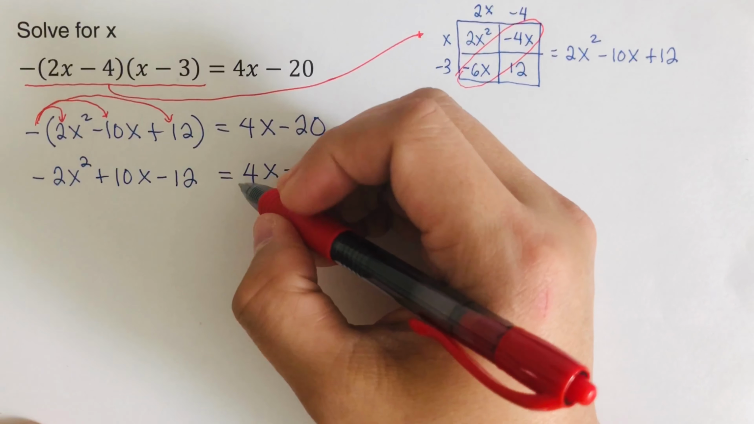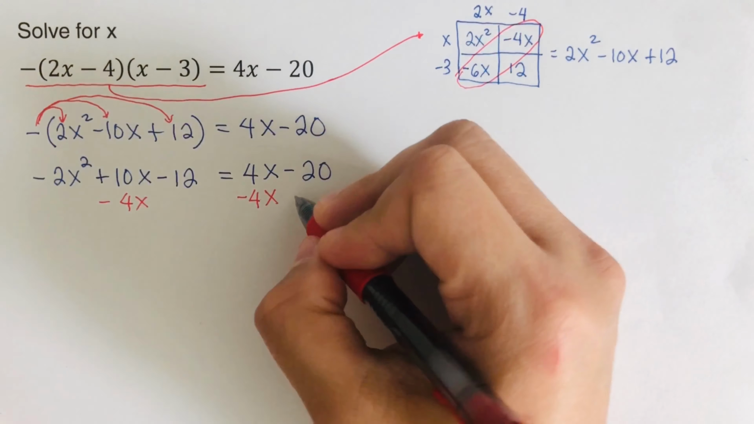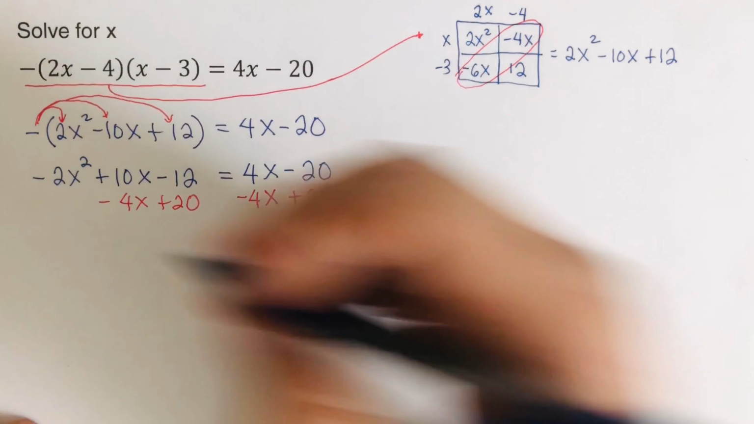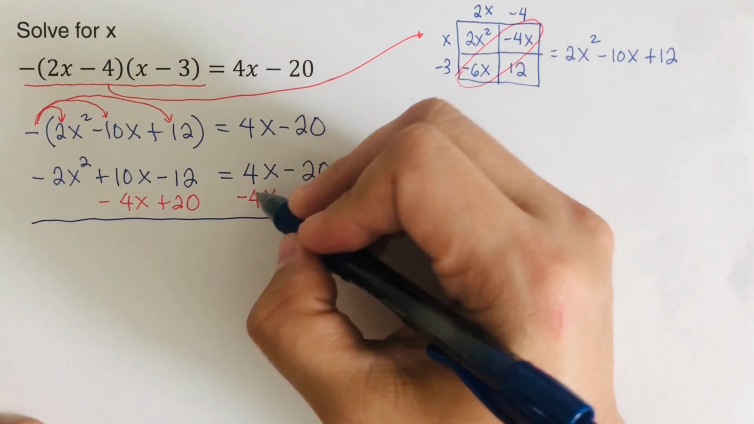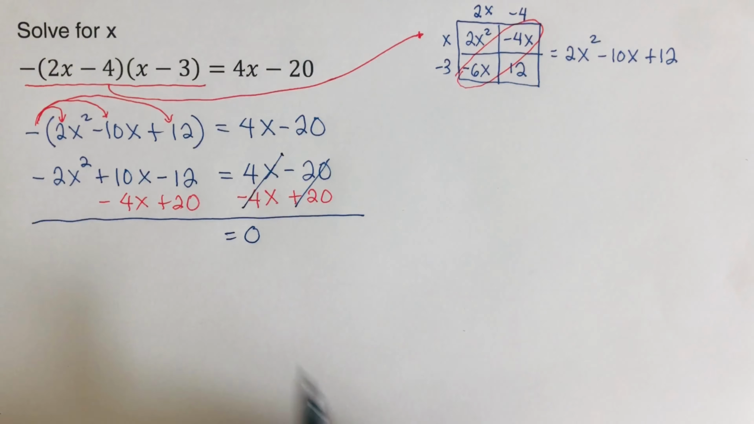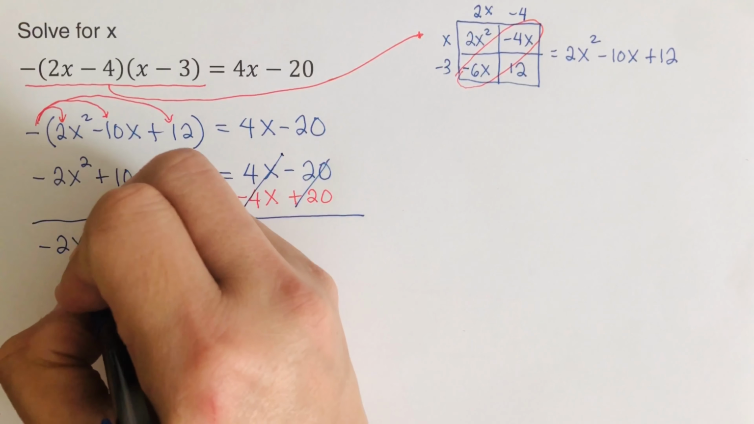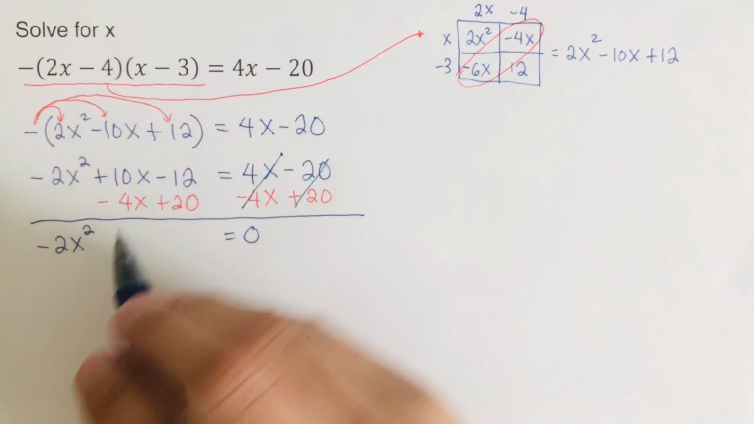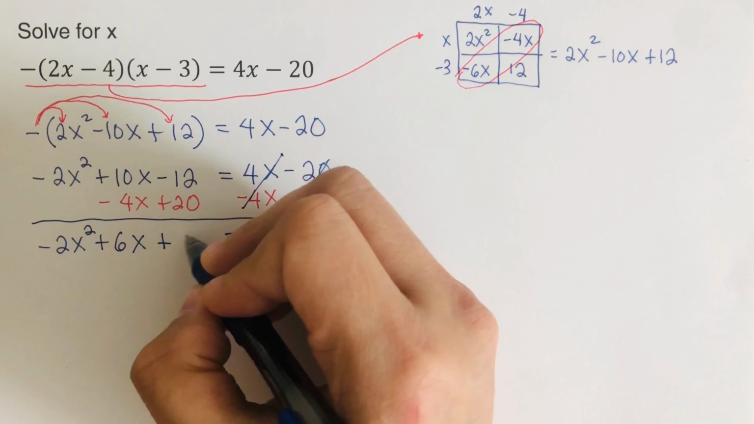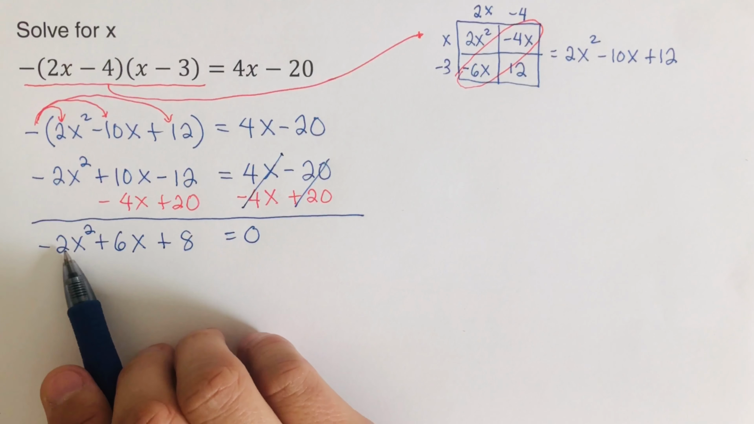So we're going to subtract 4x from both sides. So minus 4x and minus 4x. Then we're going to add 20 to both sides, then plus 20. So then we go ahead and cross out the ones on the right side. That would be equal to 0. So that's the target for the first step, to make one side equal to 0. And so we are left with negative 2x squared. This is a positive 6x. And this is a positive 8. And that is equal to 0. Now we are supposed to factor this out.